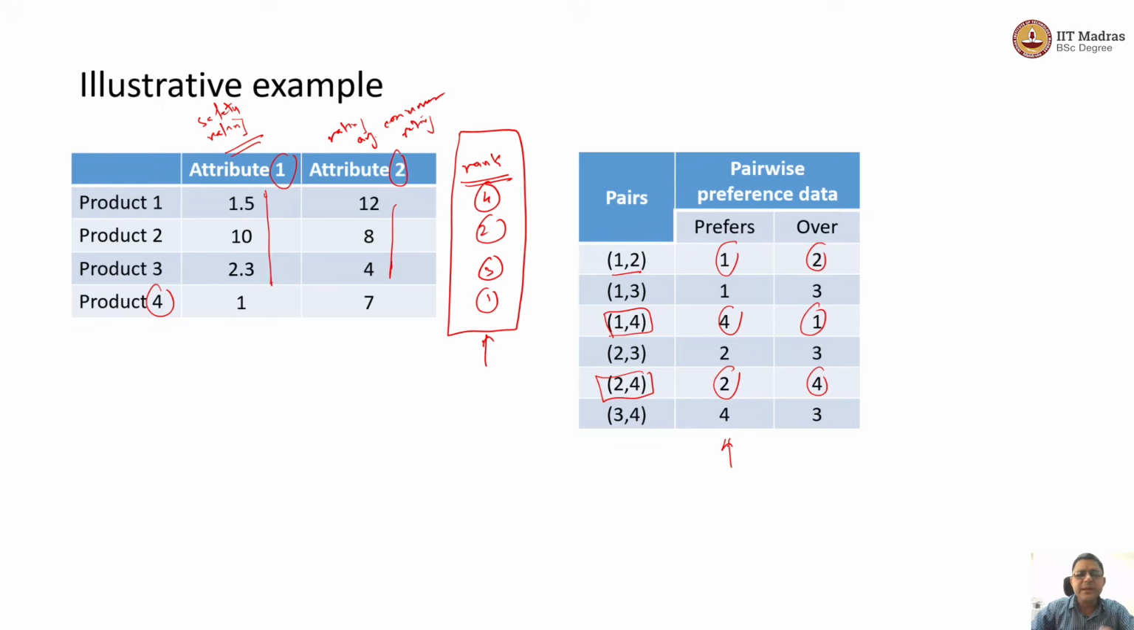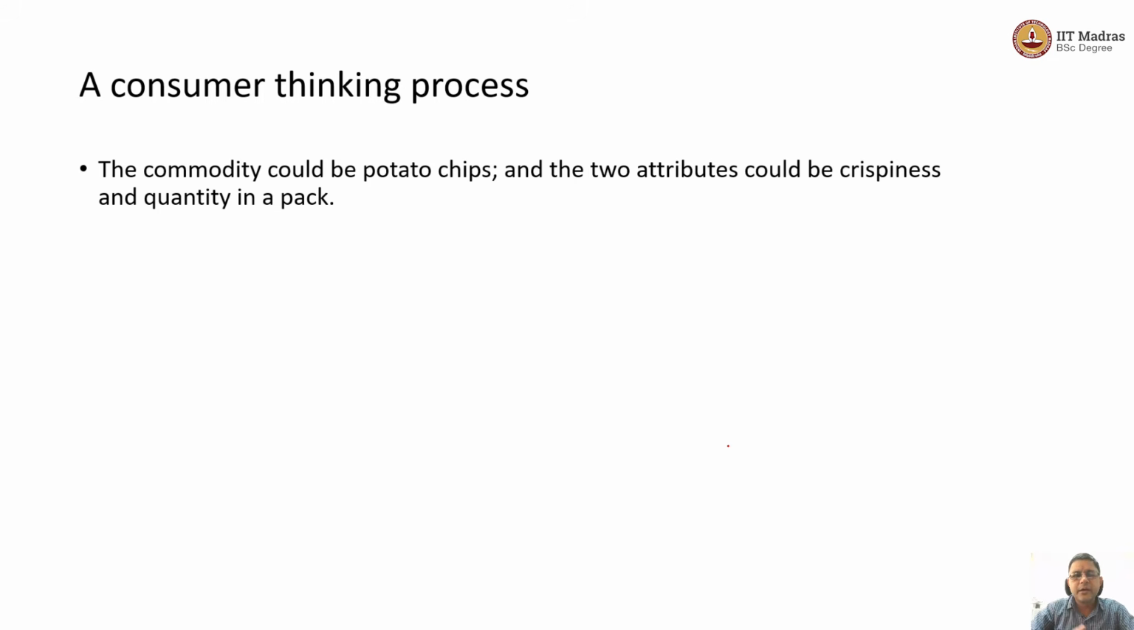So as I said, the product could be anything. It could be buying a car, or it could be thinking of buying potato chips, right? So let us say that the product or the commodity that the consumer is trying to buy is potato chips, a packet of potato chips. And the two attributes that the consumer is looking at are, obviously you want the potato chips to be crispy and not soggy. And potato chips, everybody loves potato chips, and therefore you would want as large a quantity in a pack as possible. Right, so obviously that means that the consumer would prefer a pack of 150 grams over 100 grams, right?